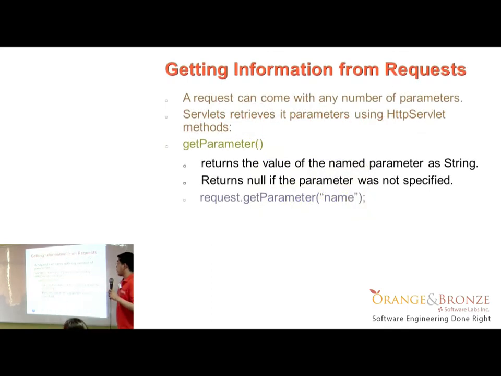The request can have a lot of parameters, and you can access them using a get parameter name. Get parameter followed by the name of the parameter. You already saw an example of this in my sample code earlier. I was fetching the name and I was using it. Okay, it returns null if the parameter was not specified.